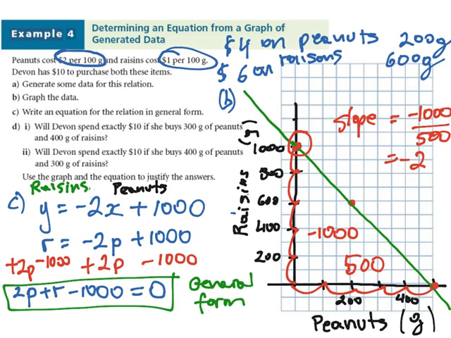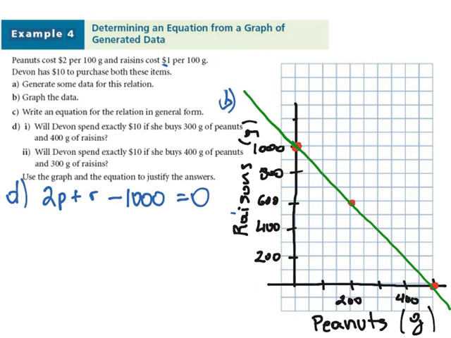Now let's answer part D. Will Devin spend exactly $10 if she buys 300 grams of peanuts and 400 grams of raisins? And will Devin spend exactly $10 if she buys 400 grams of peanuts and 300 grams of raisins? I'm going to use the graph and the equation to justify the answer. In this case, let's erase everything and just have 2p plus r minus 1,000 equals 0.